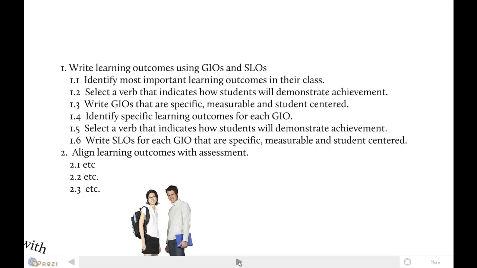Here are my GIOs and SLOs for this presentation. I have 2 GIOs indicated. The first is that by the end of this presentation, I want you to be able to write learning outcomes using GIOs and SLOs. The second outcome I want you to achieve is to be able to align learning outcomes with assessment. Notice that there are 6 SLOs under that first GIO. Look at the verbs. Each of these is what you as my students will do, not what I will do as the teacher. As well, I could assess you on each of these because they are specific and measurable.